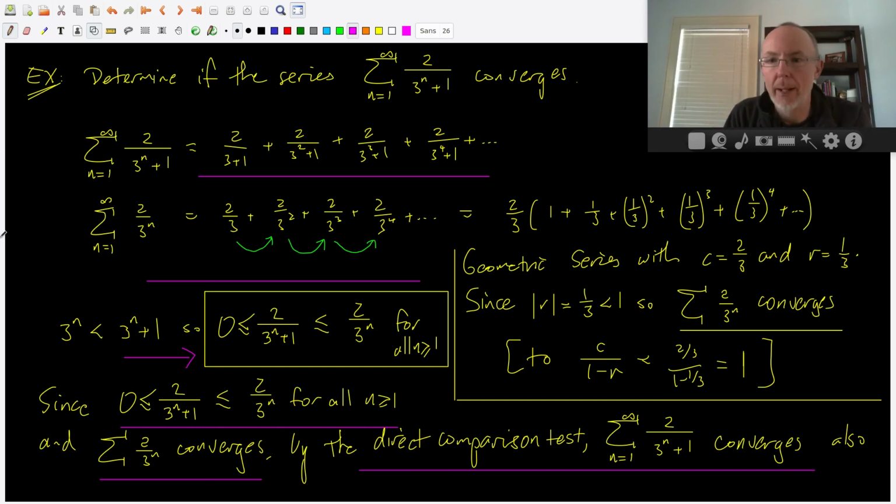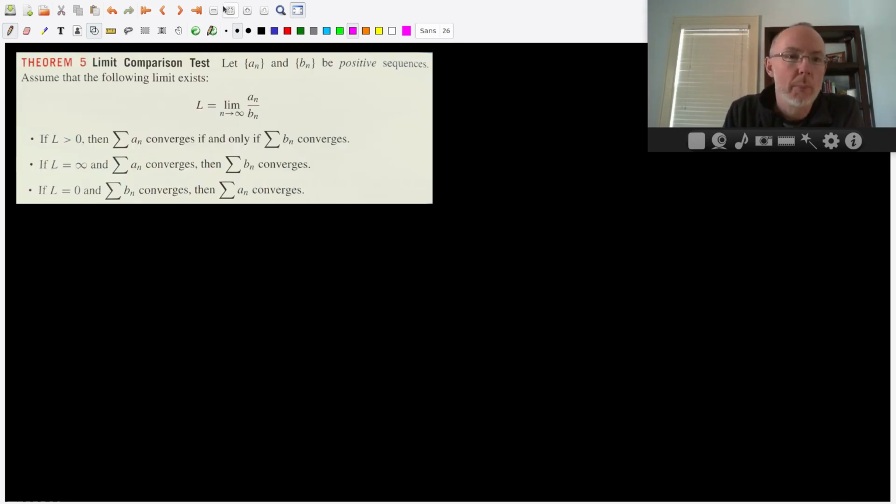The direct comparison test isn't the only kind of comparison test we're going to look at. So here's another comparison test that's actually really useful. Our final comparison test for this section, I know there's a lot of stuff in this section, so you need to get down and practice it. But our final comparison test actually says that if you look at the limit of the terms of two different sequences, then you can actually link their convergence together.